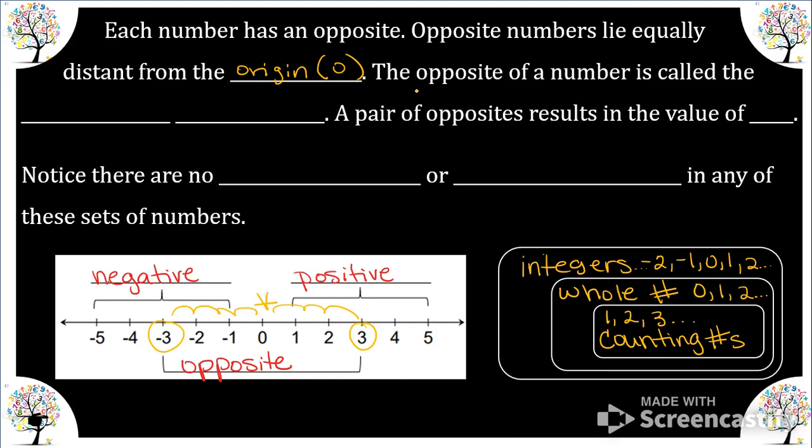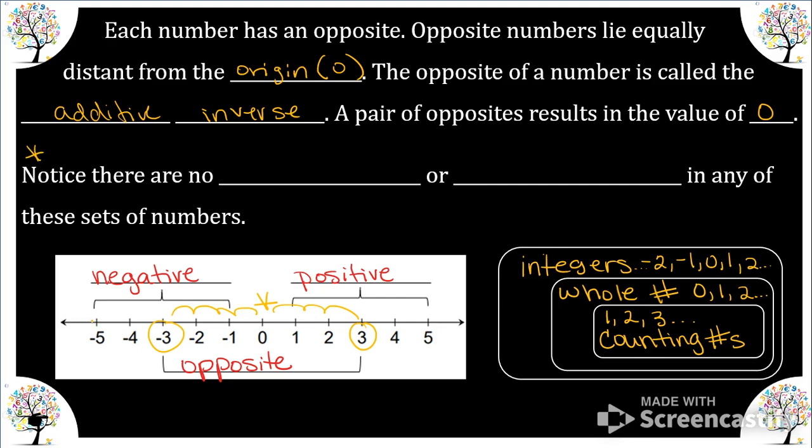The opposite of a number is called the additive inverse. Sometimes we will use the term additive inverse, and sometimes we just use the word opposite. They mean the same. A pair of opposites results in the value of 0. So if we have -3 and +3, and we put those together, we are at the value of 0.